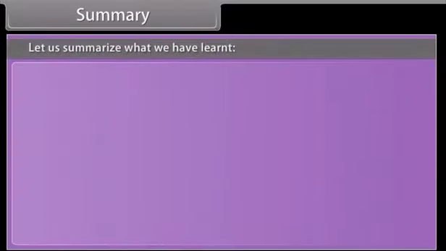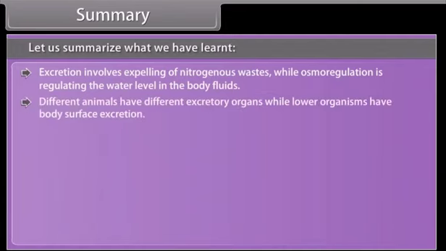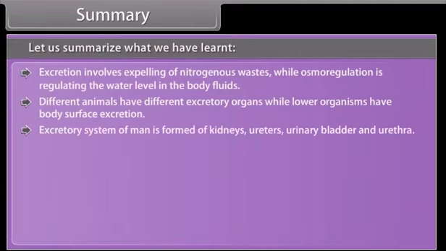Summary. Let us summarize what we have learned. Excretion involves expelling of nitrogenous wastes, while osmoregulation is regulating the water level in the body fluids. Different animals have different excretory organs, while lower organisms have body surface excretion. Excretory system of man is formed of kidneys, ureters, urinary bladder, and urethra. Kidneys have excretory units called nephrons.